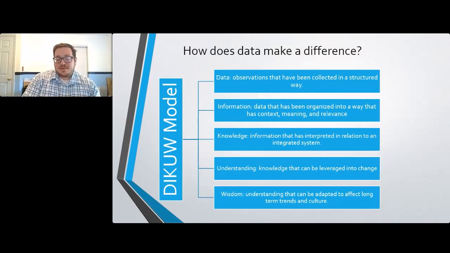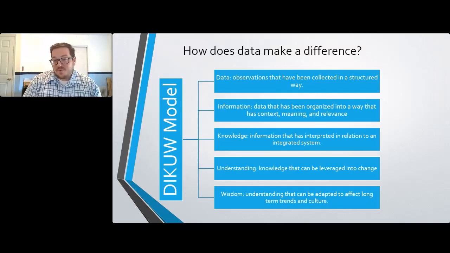Next, the K in the model is knowledge. So that's information that has been interpreted in relation to an integrated system. And that's a lot of word salad for saying that it's applicable information. It's something that tells you what you need to know. So again, you may have technicians come to you and they say, did you know that this product is not the best product in the world? Meanwhile, you've got the OR calling and, you know, things are on fire and you're thinking, this is not important right now.